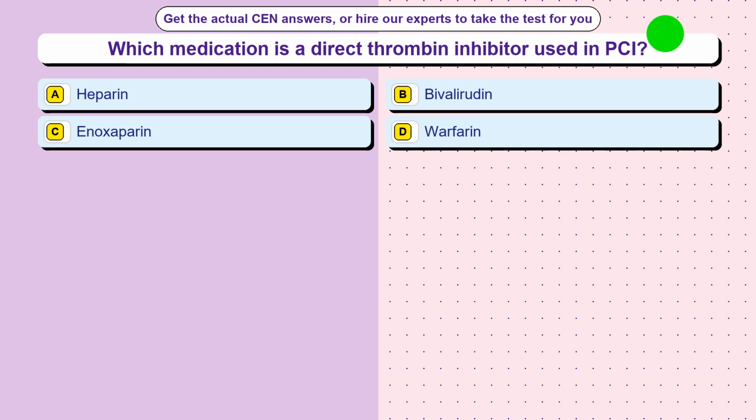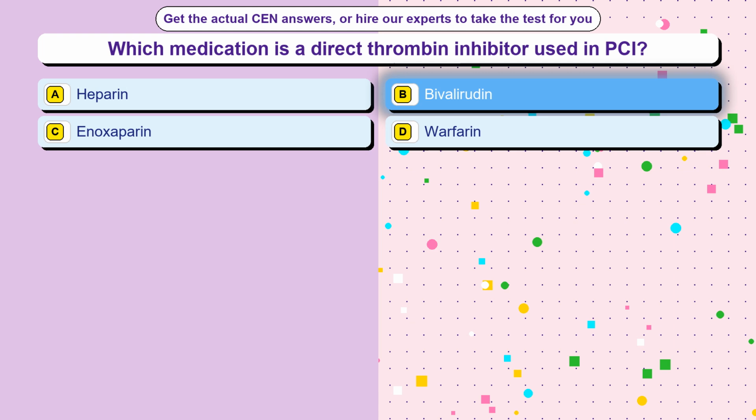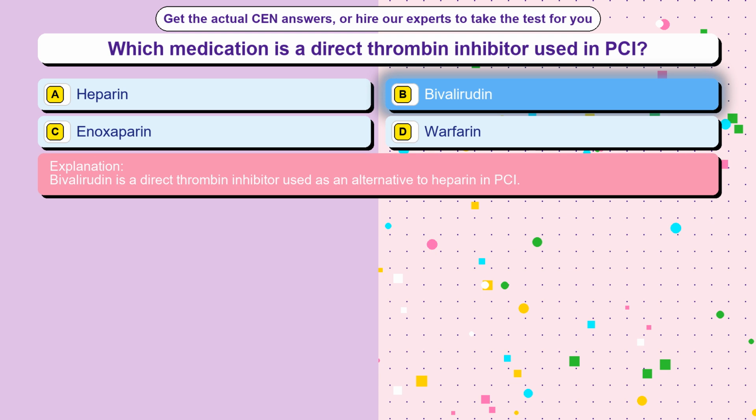Question 62. Which medication is a direct thrombin inhibitor used in PCI? Option A, heparin. Option B, bivalirudin. Option C, enoxaparin. Option D, warfarin. The correct answer is option B, bivalirudin. Bivalirudin is a direct thrombin inhibitor used as an alternative to heparin in PCI.